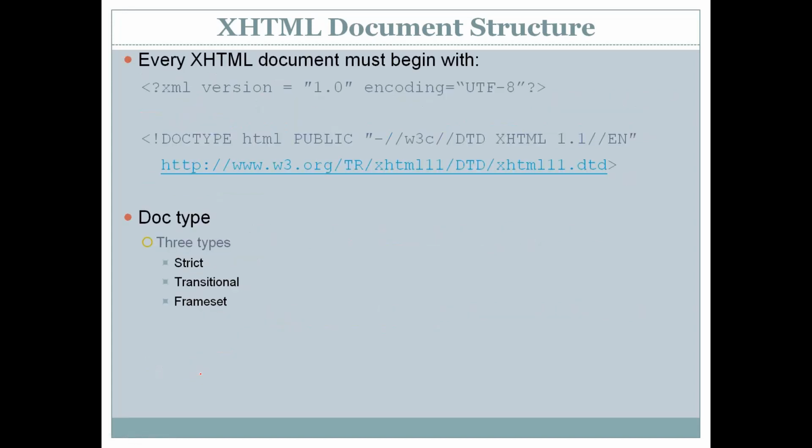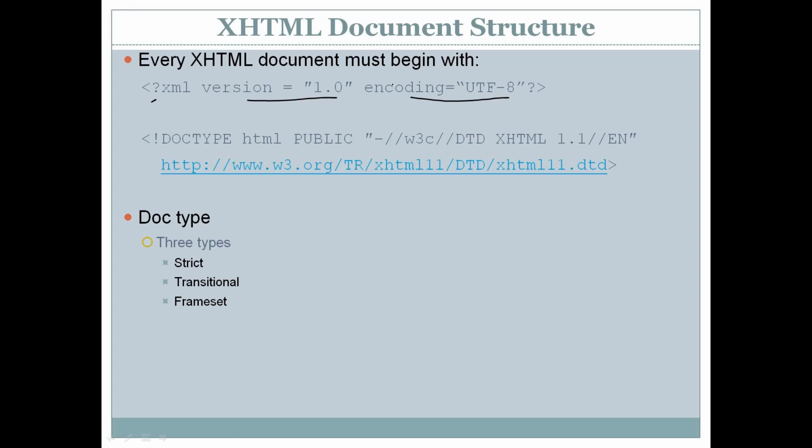As I said, the first line, the XML declaration, specifies the XML version which is used in the document. All XHTML documents are based on XML. So what XML version is used is specified by using this XML declaration, and also the encoding which is used in the document. There are different character encodings which are used. One of the encodings is UTF-8, which stands for Universal Text Format 8.